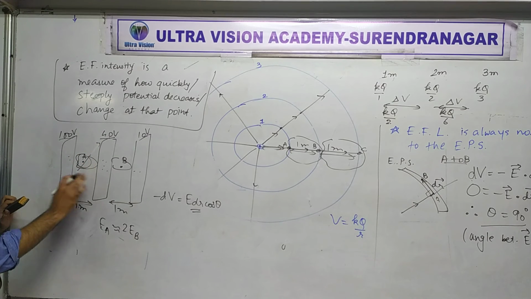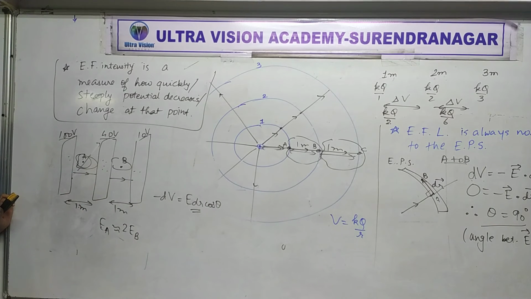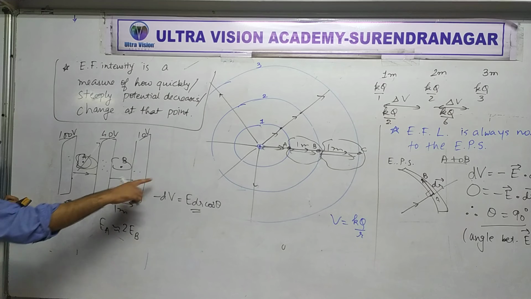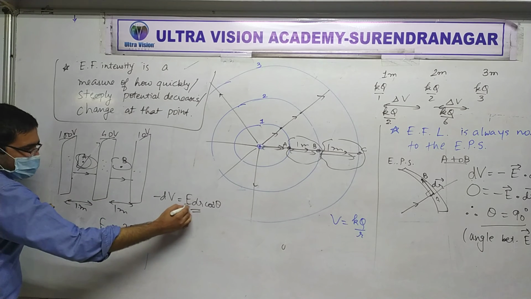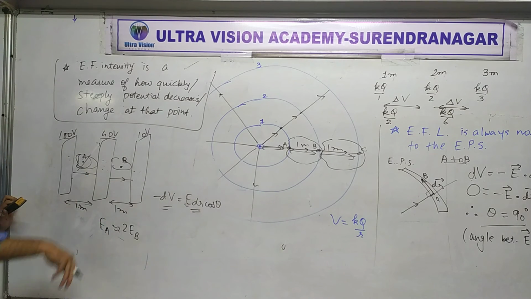Okay, whenever you are comparing two things, you try to move in the same direction, only then it makes sense to compare. Got it? So that is telling you that if E is more, potential decreases fast or quickly. Clear? And give a potential gradient.